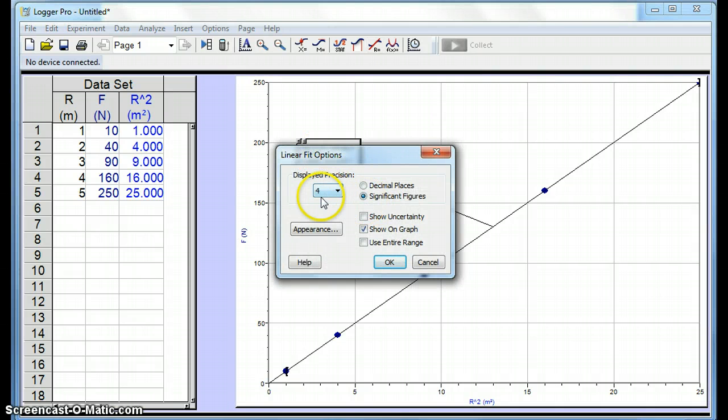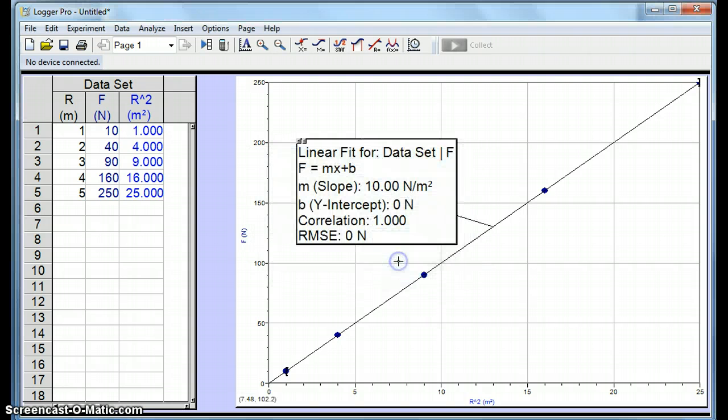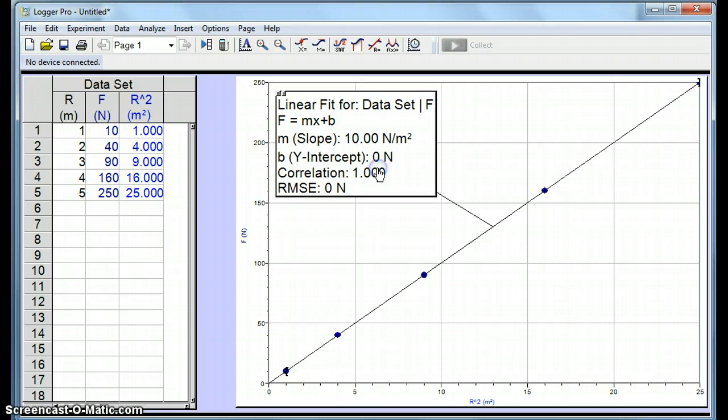And I will make this a little bit larger so it's easier to see. And not surprisingly, the y-intercept is 0. Again, it's rigged data. But we get this value for the slope of 10 with a unit of newtons per meter squared. So noting that the unit here is meters squared now that we've squared the x-axis.